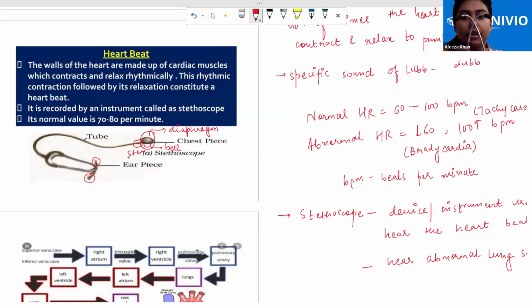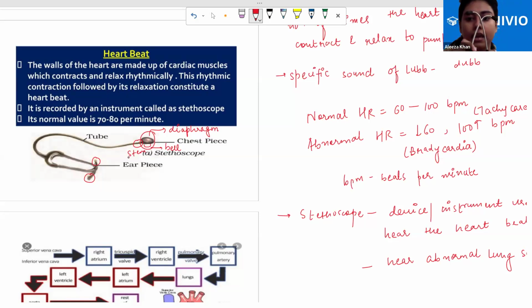Then if I come on to, we have this tube. This tube is connecting the chest piece. This is your chest piece and this is your tube, which is connecting both the areas. Understood?